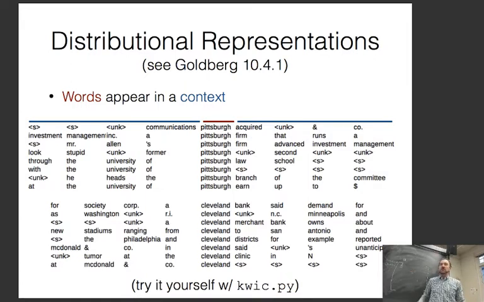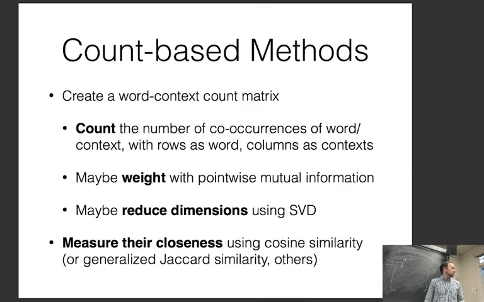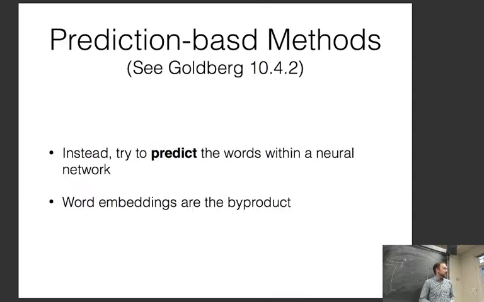I'll talk about designing contexts a little bit later, and that's really important for these models. Anything else? No? Okay. So that's how we do count-based methods. Prediction-based methods instead try to predict the words. So this is like CBOW or Word2Vec. And word embeddings are the byproduct of doing the prediction.